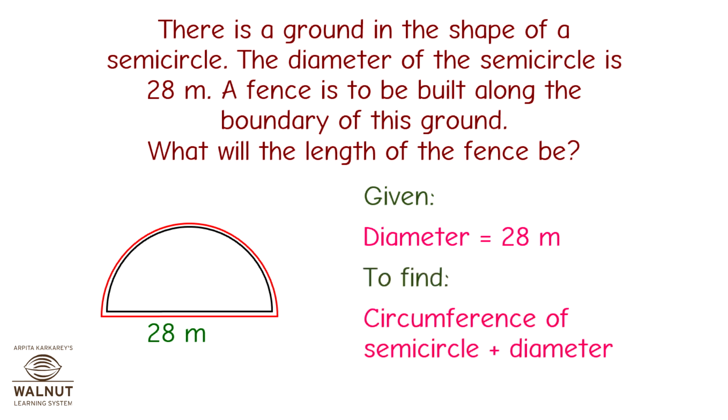plus diameter. You can calculate the length of this curve as you know the diameter. You can find the perimeter of the whole circle and divide it by 2. But then you still have this side. So we add that to the half circle perimeter. That is the length of the fence. Okay, now that we have thought it through, we can start solving.